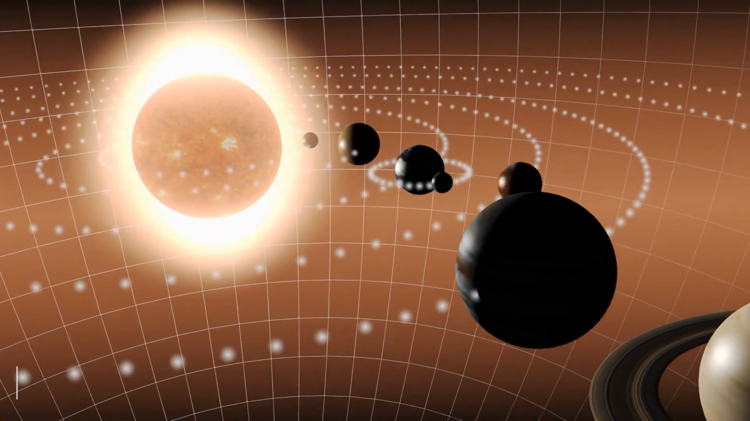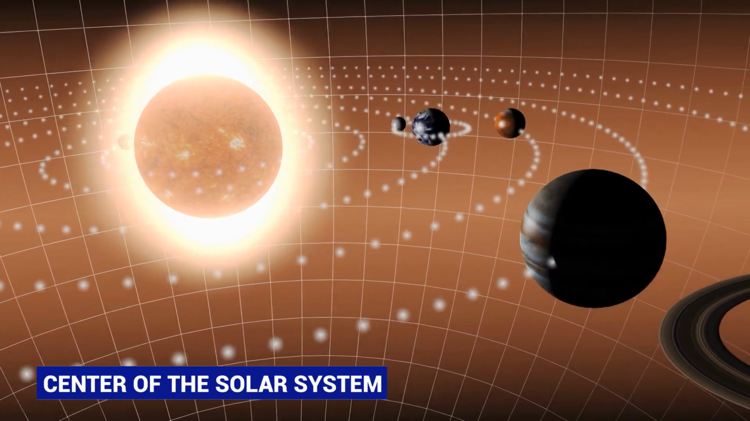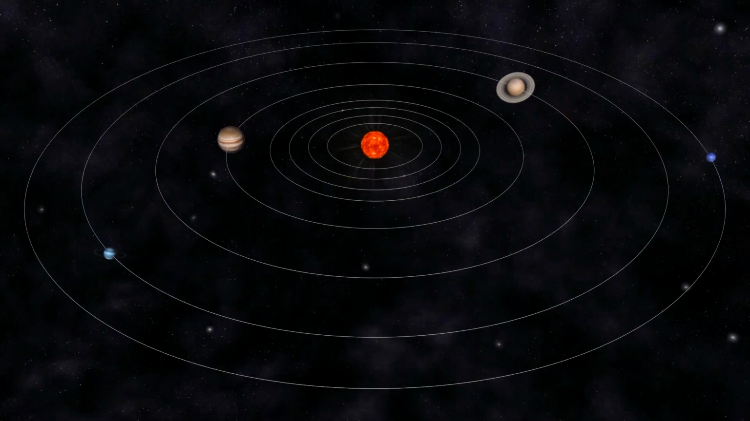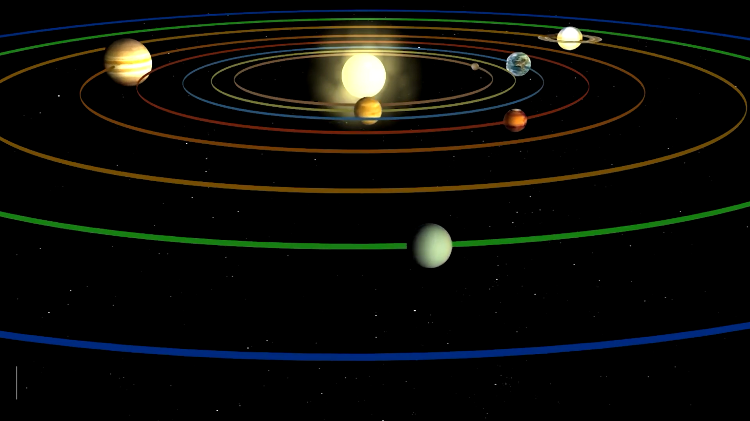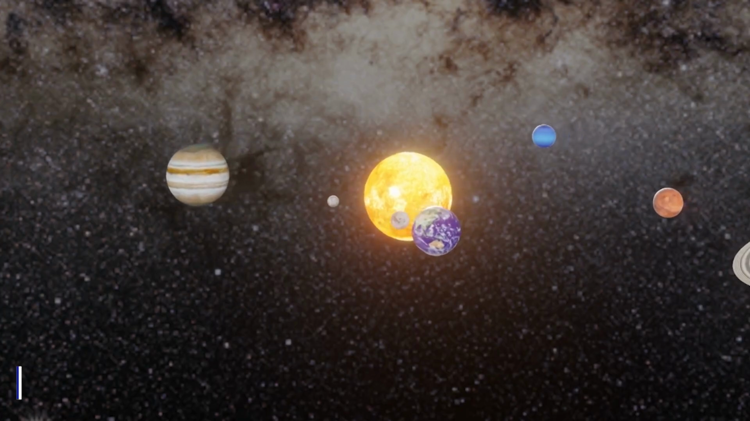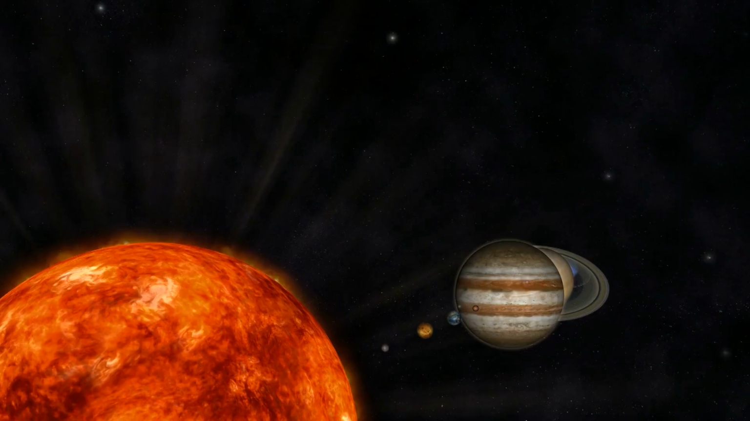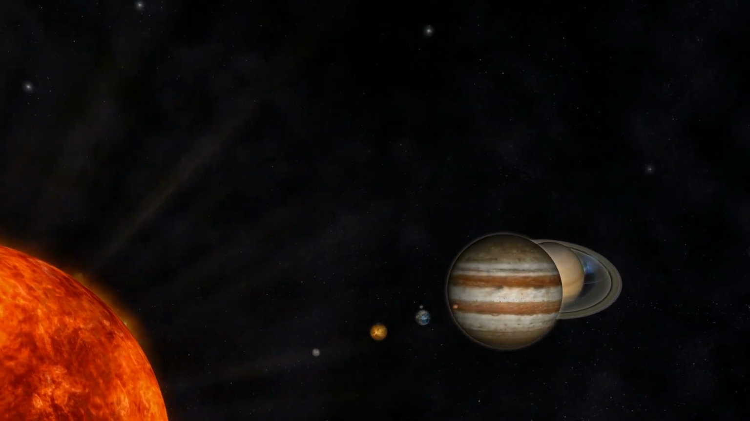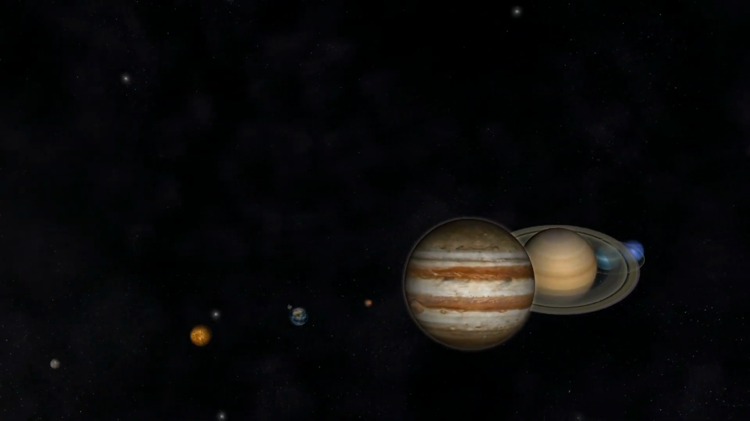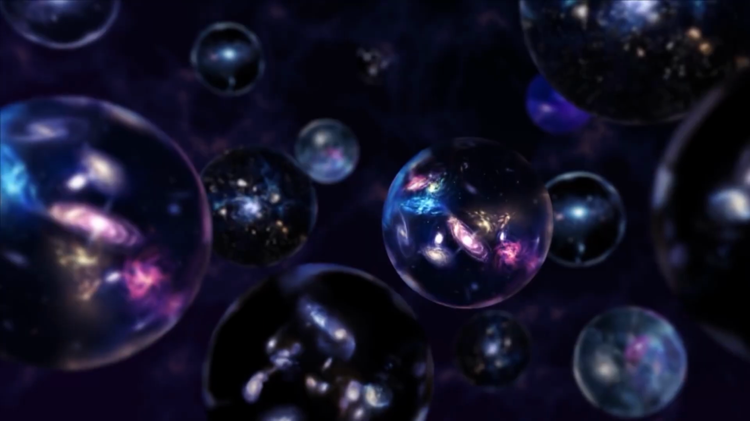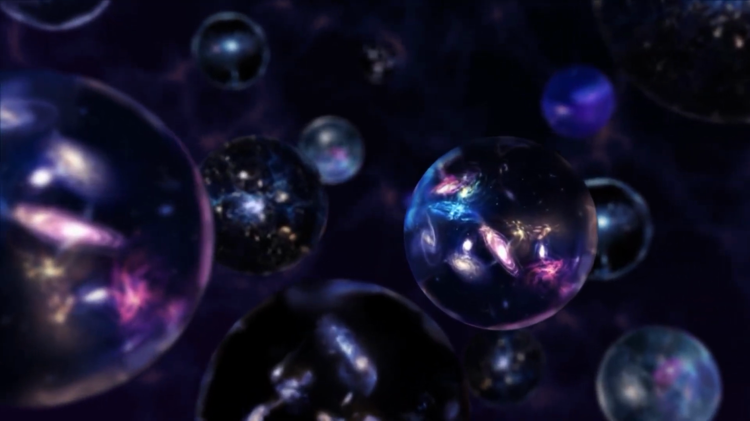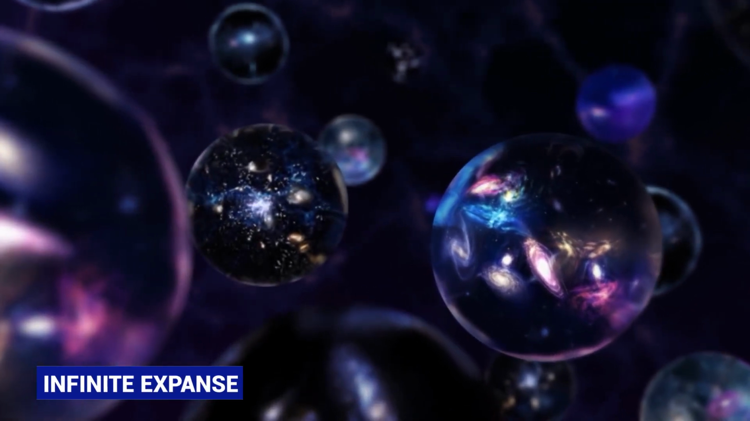As everyone knows, the sun is the center of the solar system, and the solar system revolves around the sun at an average distance of 93 million miles or 150 million kilometers. But this could just be one of the infinite universes out there. According to Stephen Hawking's theory from the 1960s, our universe is just one of many separated by an infinite expanse.